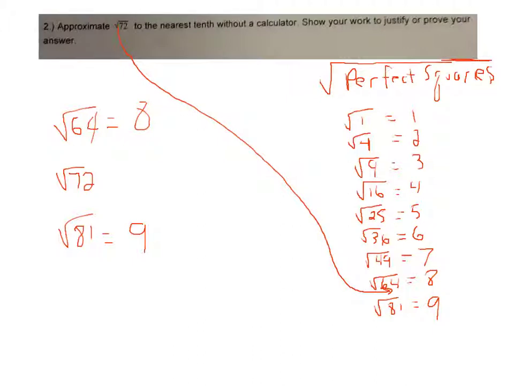Now, if I look at how many spaces 72 is from 64, that's 8 spaces. If I look at how far 72 is from 81, that's 9 spaces. So the square root of 72 is almost in the middle of 8 and 9, but it's a little bit closer to 8, so I'm going to approximate this at maybe 8.4.